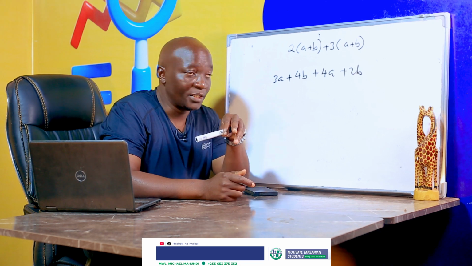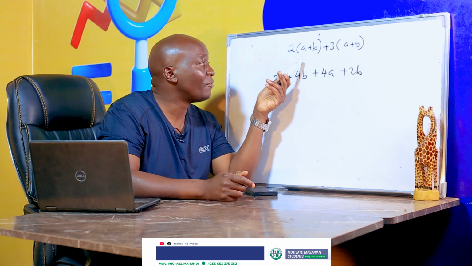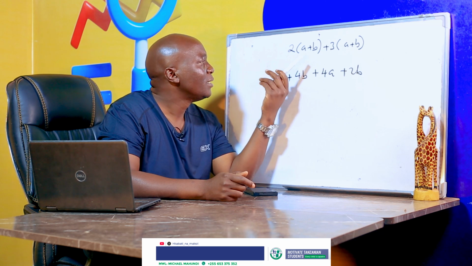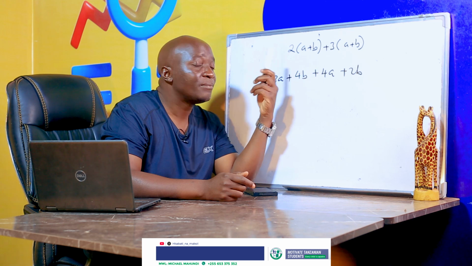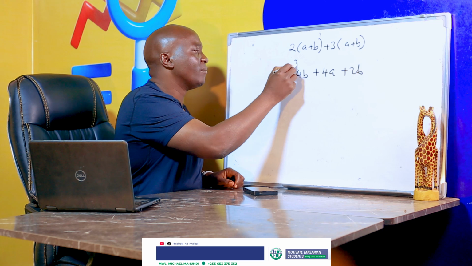In this evening session, we are going to learn how to open brackets and simplify 2(a + b) + 3(a + b). Hii ndio kazi ya leo. Lakini let's go back to exercise 2D.